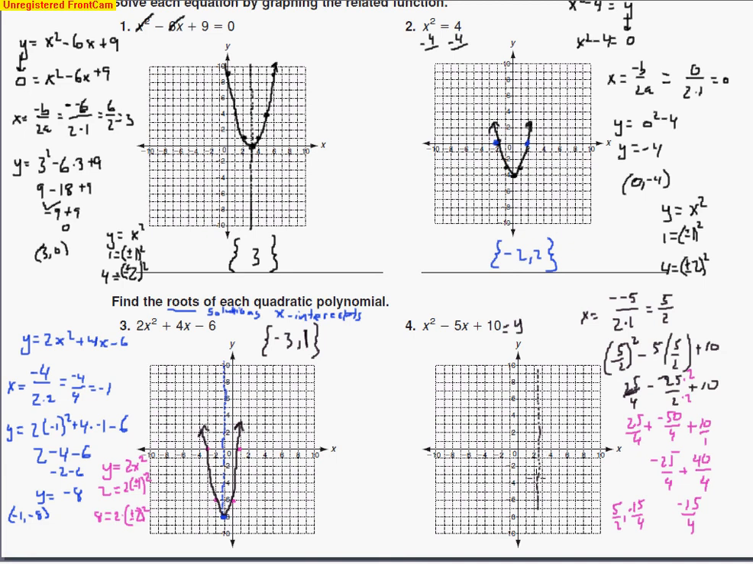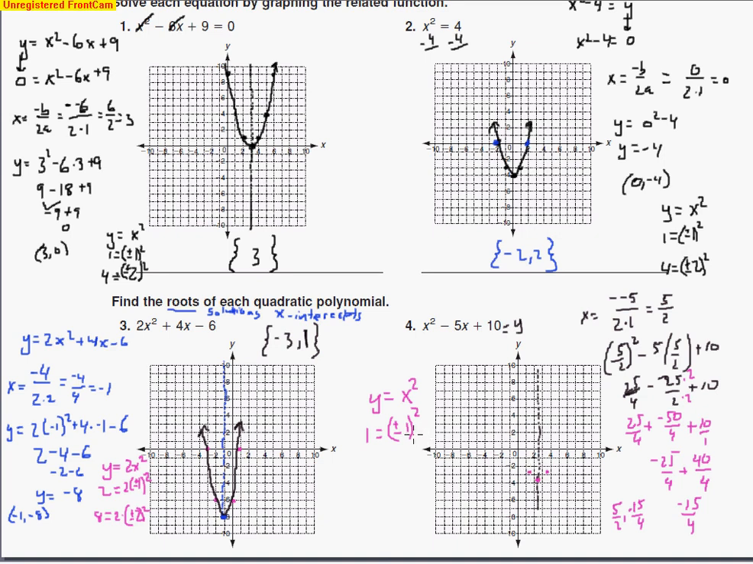So I'm down somewhere about right here. And then from there, I have an understanding about what it looks like. I'm going over one space. So again, I'm using that parent graph, y equals x squared. So if you go over 1 to the right or to the left from that vertex, we end up going up 1. So over 1, up 1.